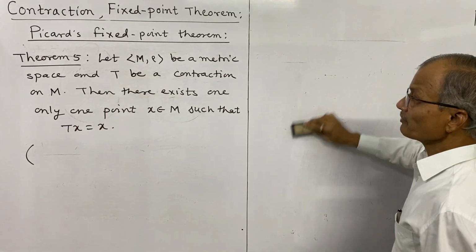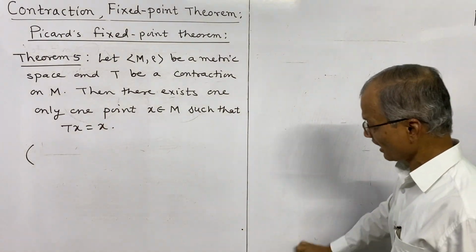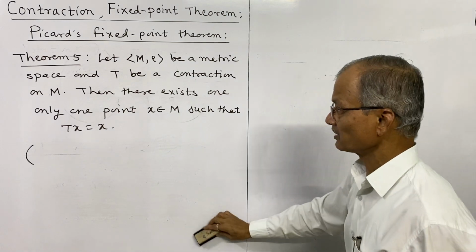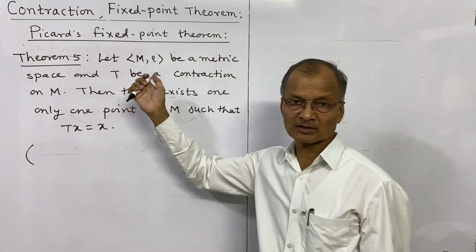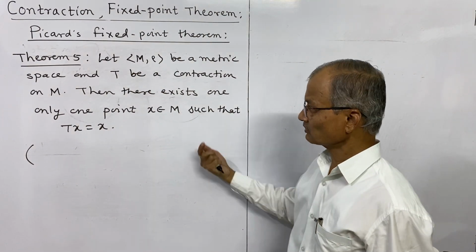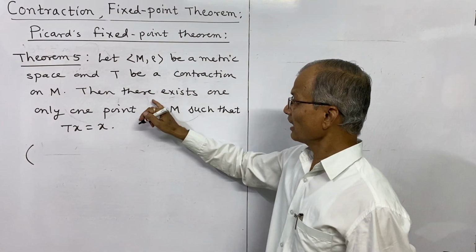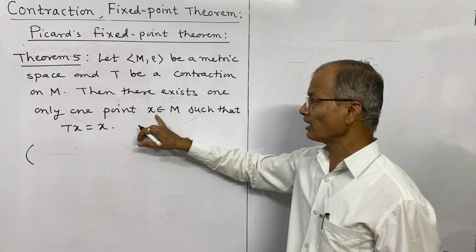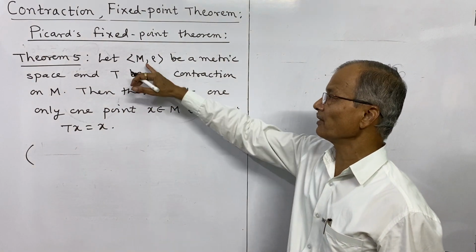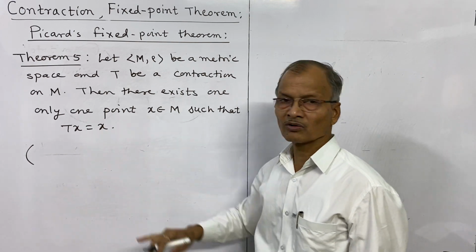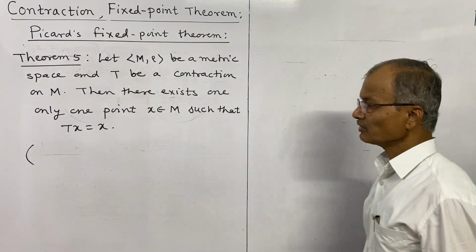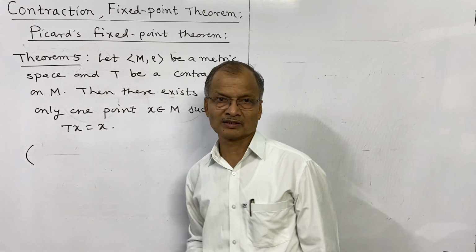And what is the meaning of fixed point theorem and why is it called so, fixed point? Because it is a mapping, a contraction, just as we have defined. And there exists one and only one point in the metric space M such that T of x is equal to x, and that means the image of x is equal to x itself.